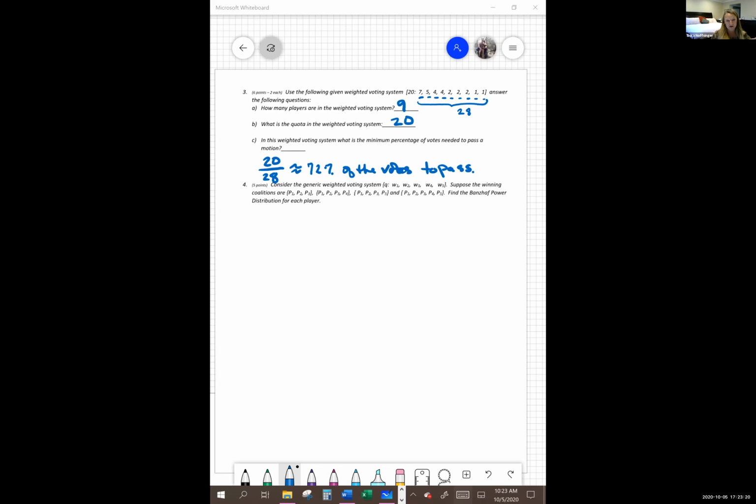Okay, so Banzhaf power. Remember, Banzhaf power, a player was pivotal, or is that what we called it? No, pivotal was for the Shapley-Shubik. Banzhaf power, you had critical players. You were a critical player if you were removed from the coalition, it would no longer be a winning coalition. And we had to look at how many times that happened. And so let's look at all of these. I'm just going to rewrite them. So these are all of our winning coalitions.